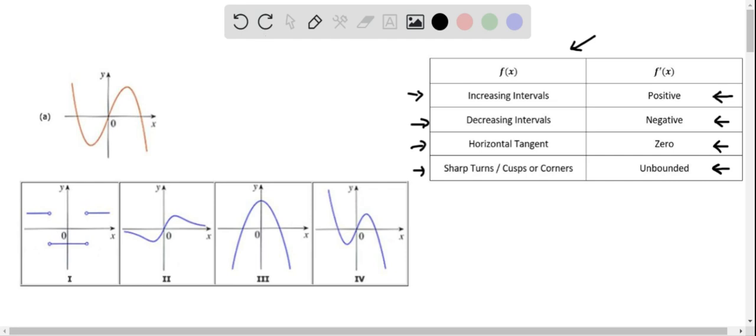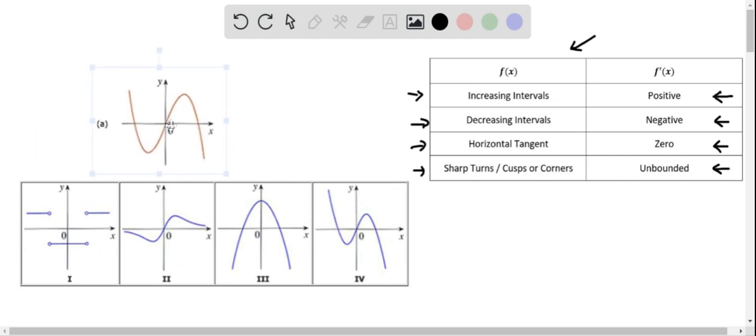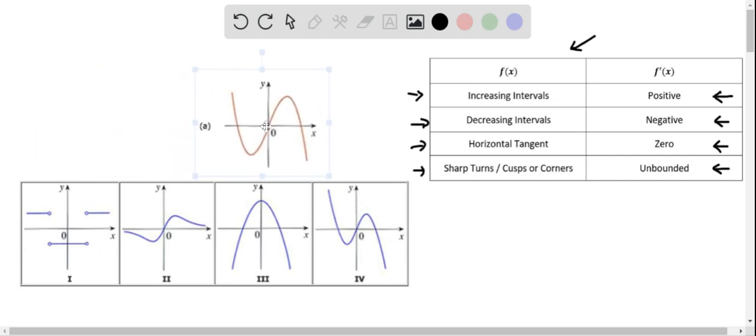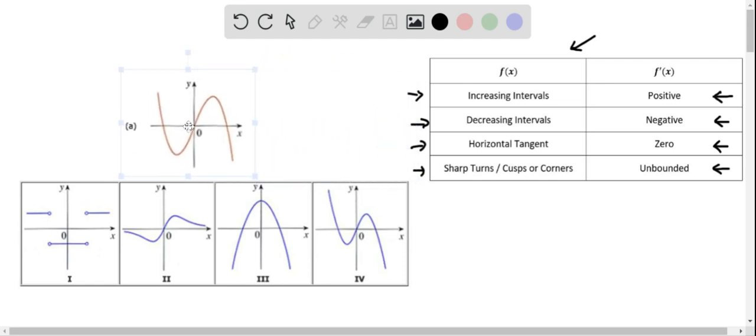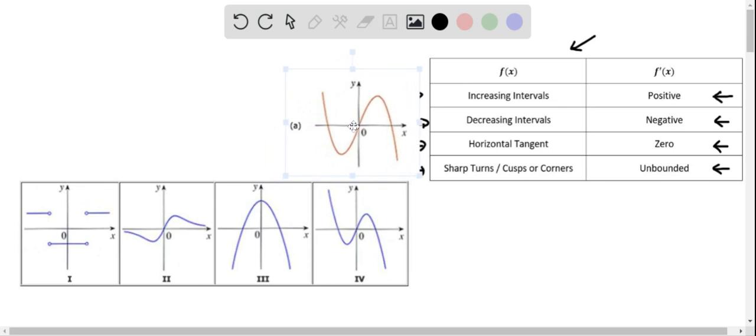We now match the graph of f of x in part A with the graph of its derivative. So I'm going to move the graph so that I can match it with one of the graphs of the derivatives. First, let me see if this graph, the graph in part 4, could be the graph of the derivative of f of x. So let's utilize these facts.